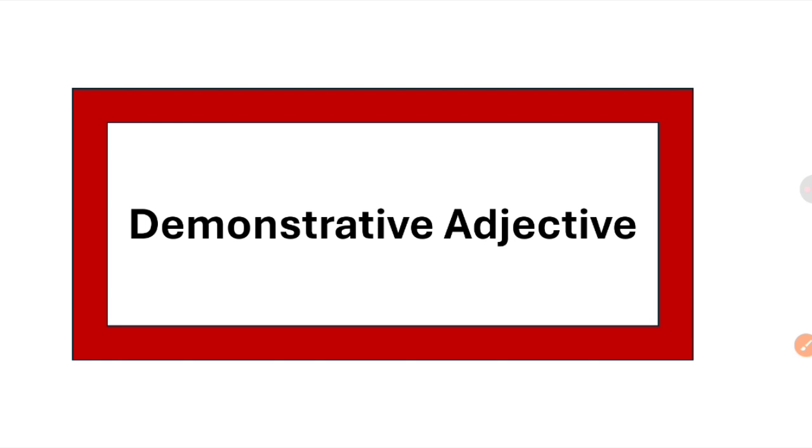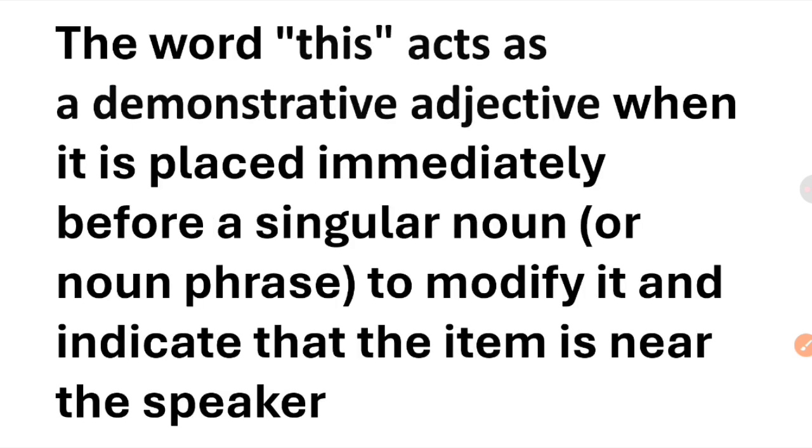Now, this is also used as demonstrative adjective. So, demonstrative pronoun as well as demonstrative adjective. What is the difference? You will come to know here. So, the word this acts as a demonstrative adjective when it is placed immediately before a singular noun or noun phrase to modify it and indicate that the item is near the speaker. So, it is acting as an adjective. In that case, it is used as demonstrative adjective. Adjective which modifies or qualifies a noun. Okay. So, remember that it is always used before the noun. So, in that case, it becomes adjective, demonstrative adjective.